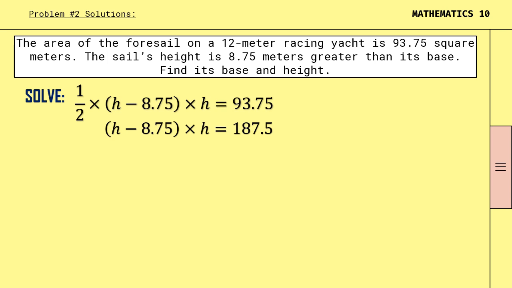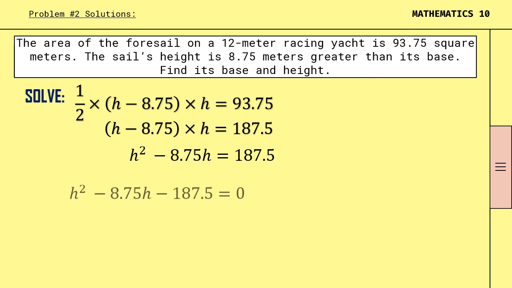So what we're going to do is multiply 2 to both sides of our equation. So that's why we got h minus 8.75 times height equals 187.5, to eliminate the fraction. Now after that, we're going to multiply the h by 8.75 times the h. So we're going to have the distributive property in here. So we got h squared minus 8.75h equals 187.5.